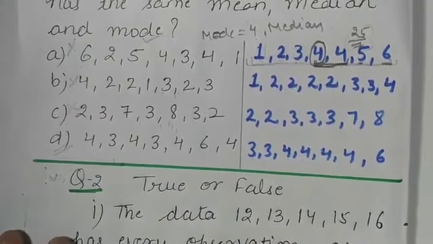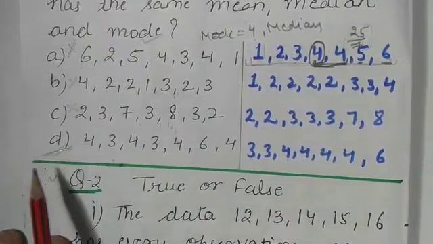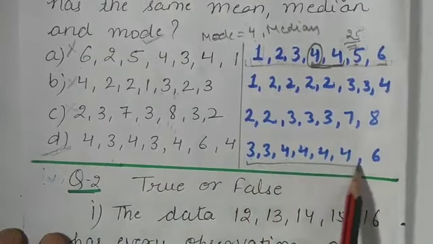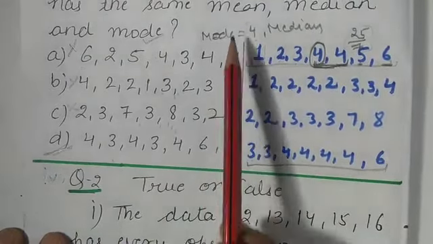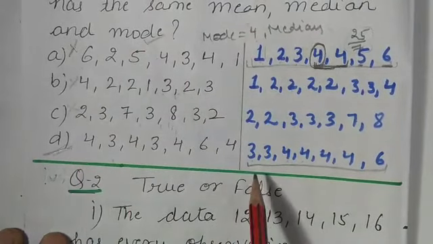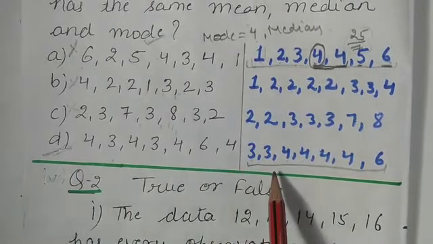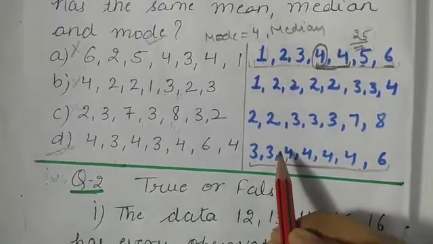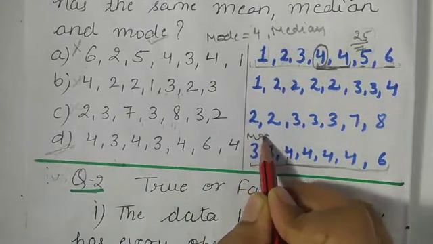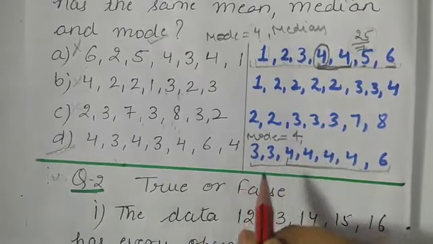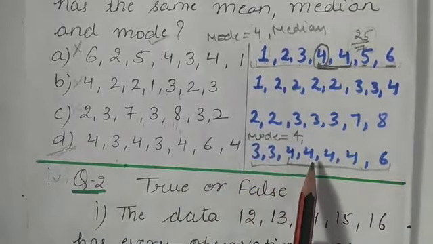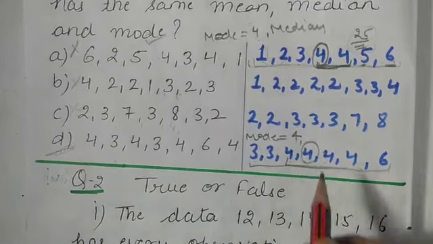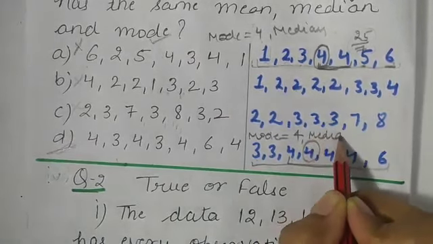Now the last option, D, let us discuss this one. Here I have arranged the data in ascending order. First we will find the mode, because it is easiest to find. Mode is the observation occurring the maximum number of times. Here 4 is occurring 4 times. So in option D the mode is 4. Now median. The median is the fourth observation, that is also 4. So the median is also 4.